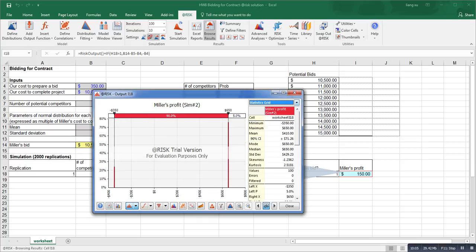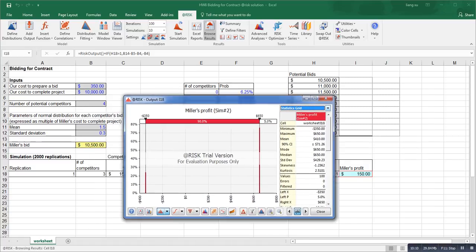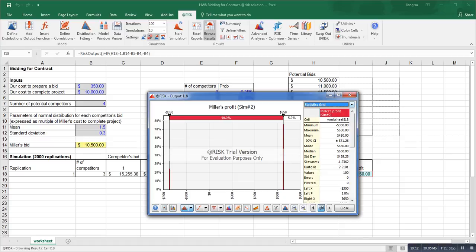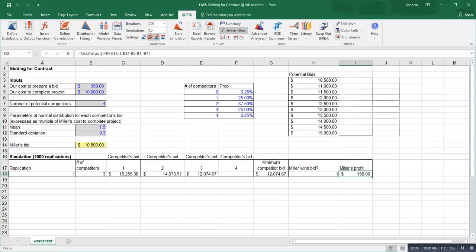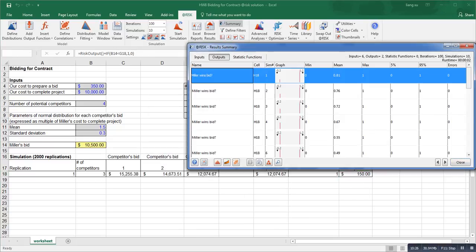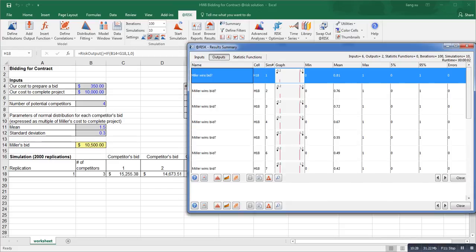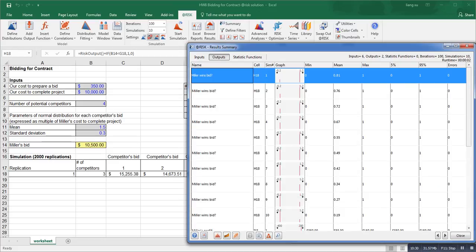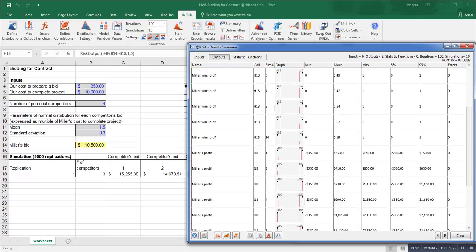So as you see here for simulation 2, which corresponds to a bidding amount of 11,000, the mean profit is 401,410, and the standard deviation is 429. And to get an overview of the result, you can see the summary here, which shows the mean winning probability for different simulation numbers, and also you can look at their profit.